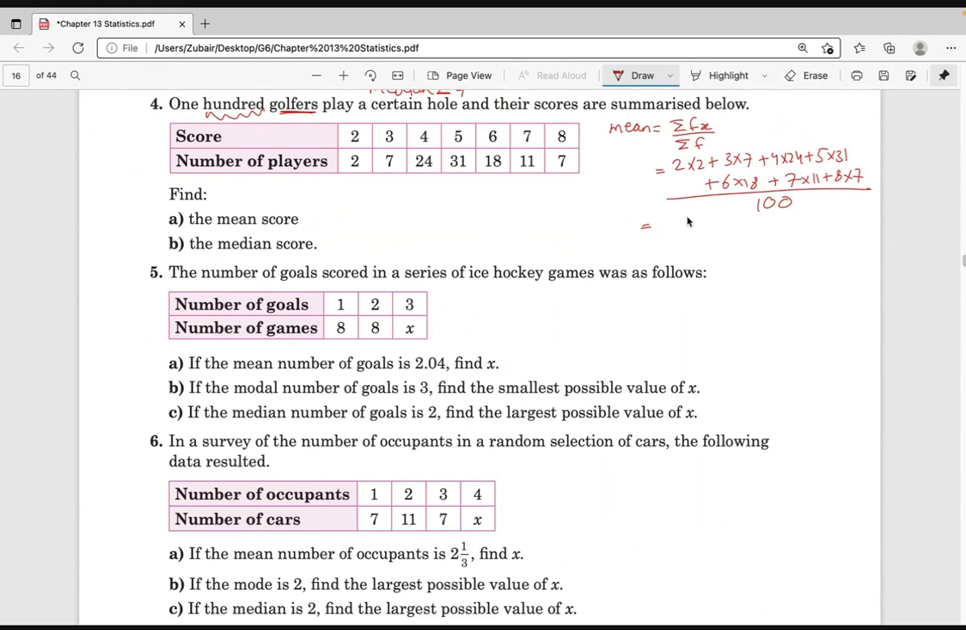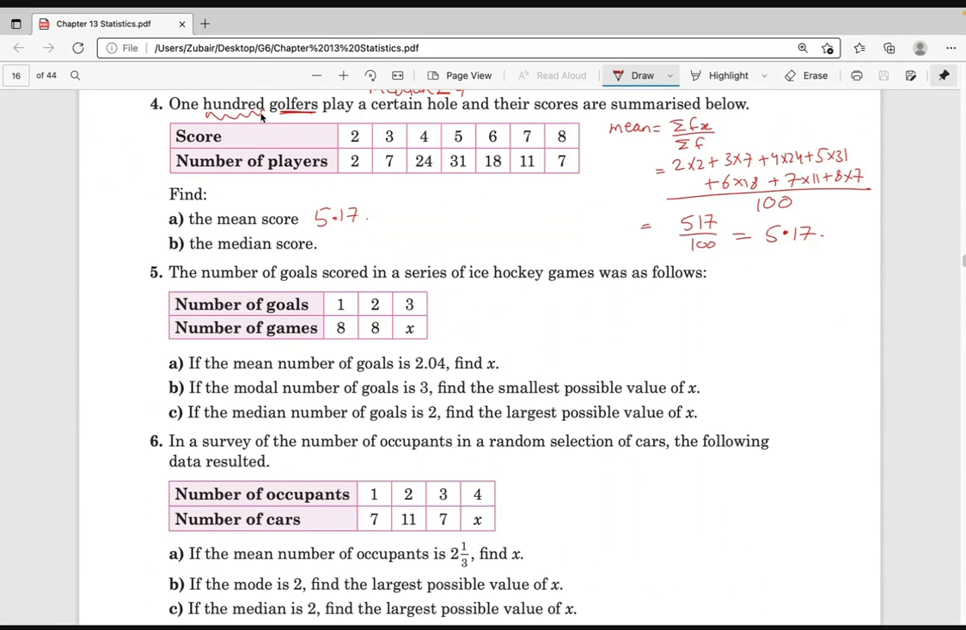Now I'm using the calculator and writing the numerator first directly. 2 into 2 plus 3 into 7 plus 4 into 24 plus 5 into 31 plus 6 into 18 plus 7 into 11 plus 8 into 7 gives me 517, and mean would be 5.17. There could be a careless mistake in writing the number or punching the button on the calculator. So keep it slow.